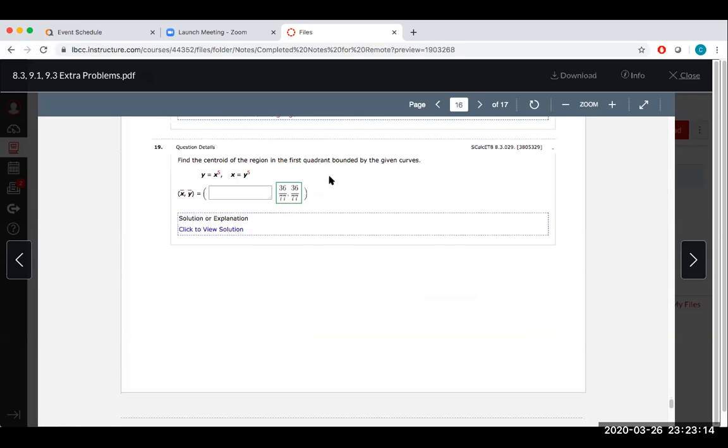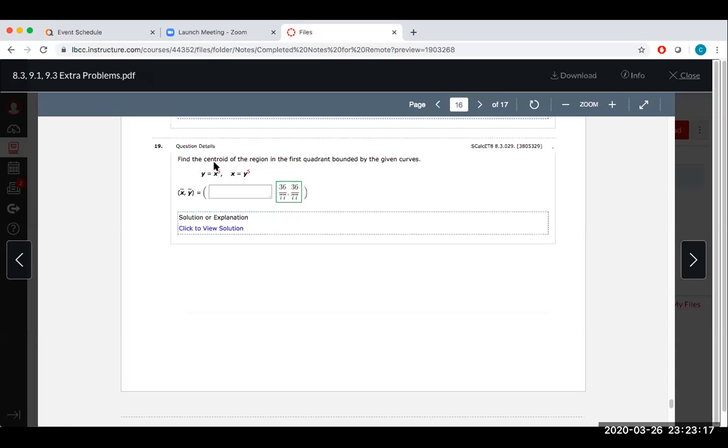So it's this problem first. Find the centroid of the region in the first quadrant bound by the given curves. You have curve 1, y equals x to the fifth, and curve 2, x equals y to the fifth. So the first one is y in terms of x, the second one is x in terms of y.